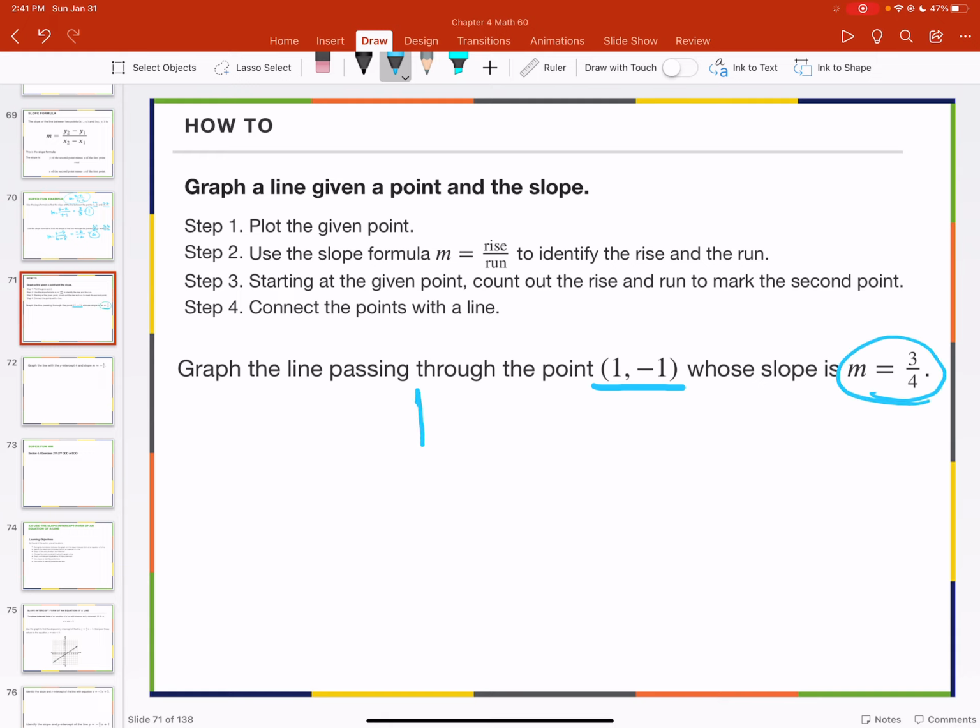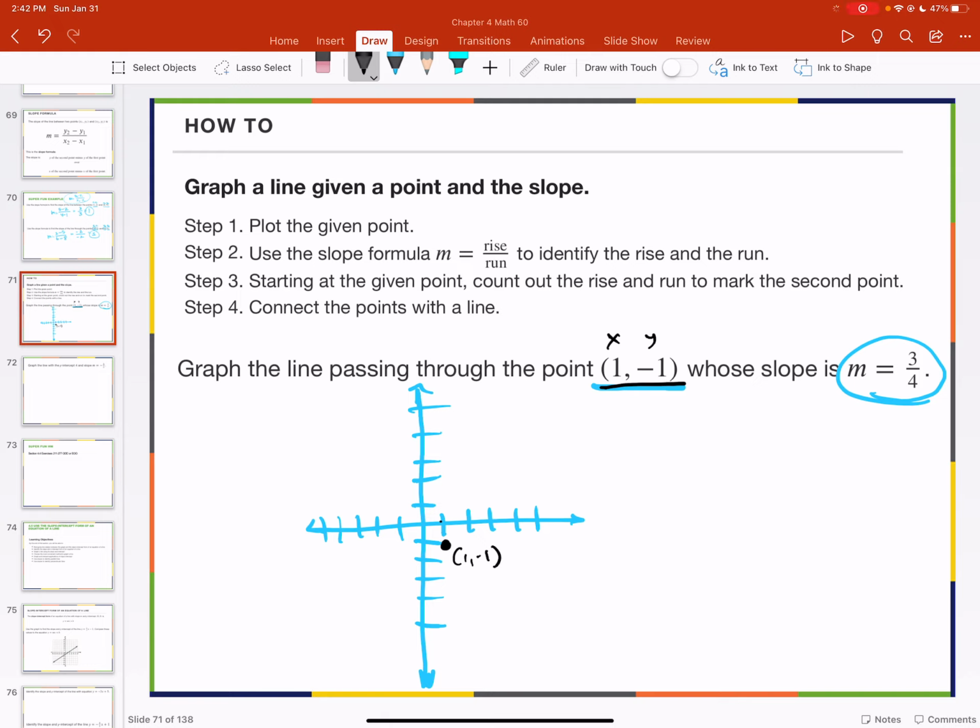So what that means is we have here 1, 2, 3, 4, 5, and 1, 2, 3, 4, 5. They're just arbitrary. I'm just going to do 5 in each direction. So we have my x-axis, my y-axis. We're going to start at point 1, negative 1. Remember, this is x and this is y. So 1, negative 1 is here. That's the point 1, comma, negative 1.